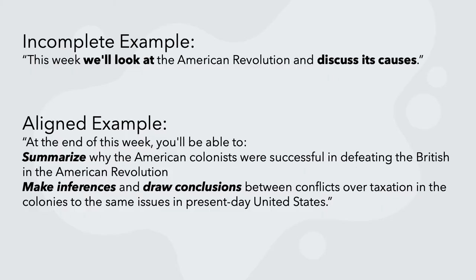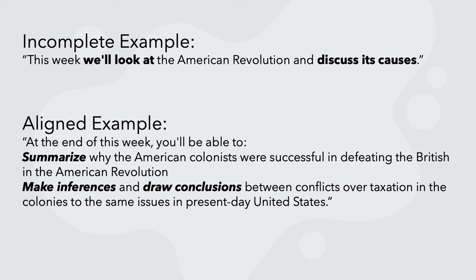Here's an example. An incomplete objective would sound like this. This week, we'll look at the American Revolution and discuss its causes. On the surface, that seems great, but when you look at it more closely, it's not very active. The incomplete example is more of an activity than an objective, because there's no demonstrable outcome here. You can't measure look at or discuss, or even words like understand and know for that matter. You need to write your objectives using active measurable verbs.